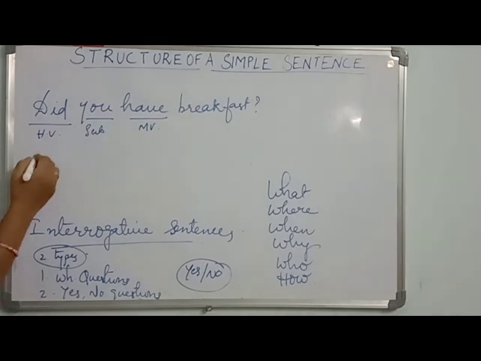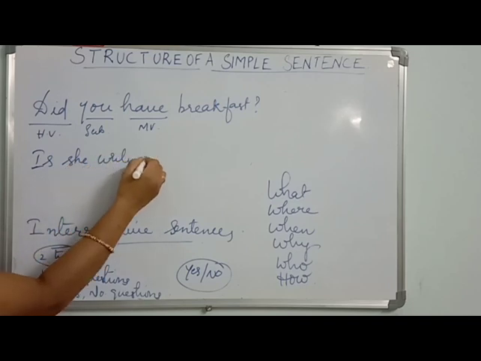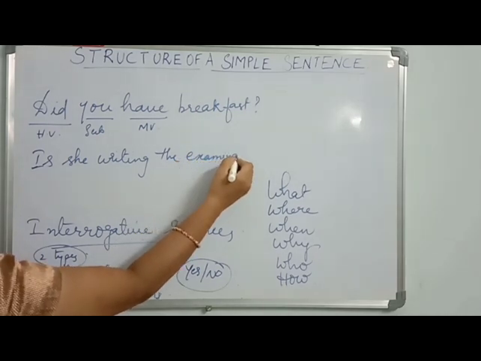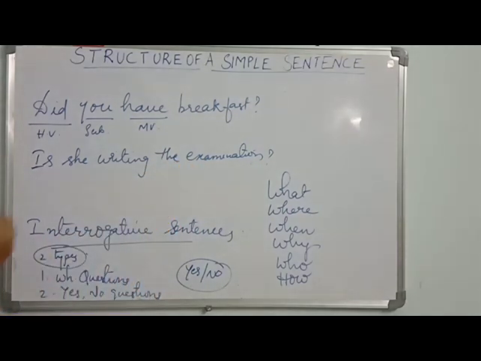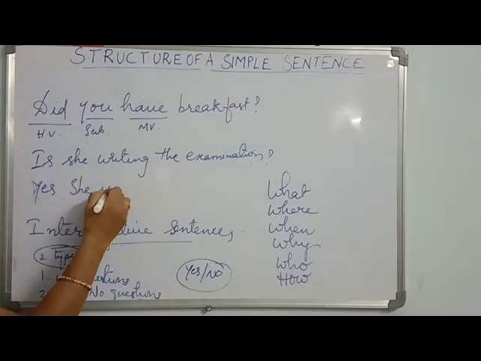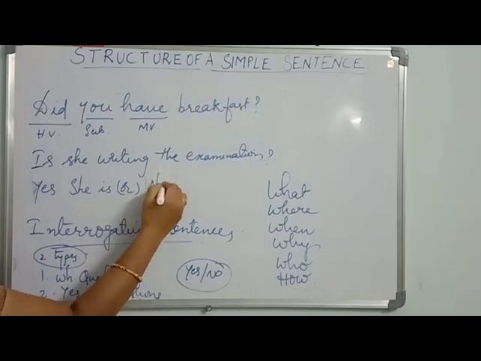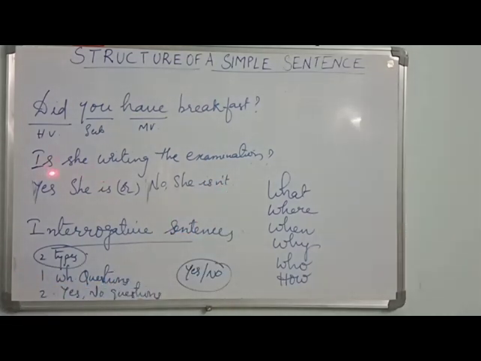We can take up another example. Is she writing the examination? This is again a yes-no question. So the answer is either yes, she is, or no, she isn't. No, she isn't writing. She isn't. So what happens here again? Is is the helping verb, and then writing is the main verb, and the subject is she.